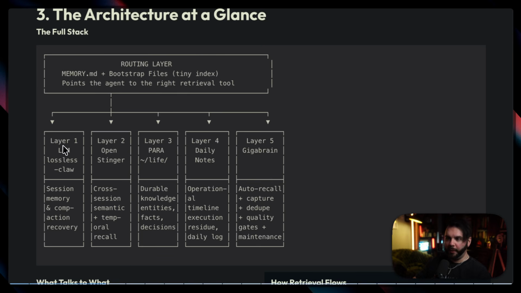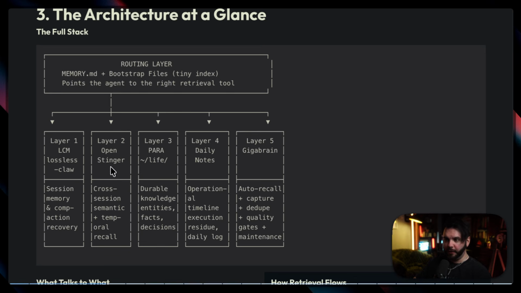So the layer one of what we have is called lossless claw. This is handling session memory and compaction recovery. So this handles all of our sessions. It saves them over time. It makes a summary from them, and it also can expand the full session when it's needed.